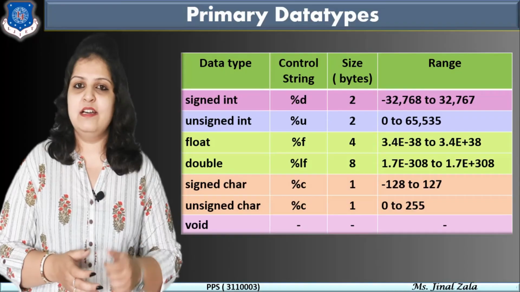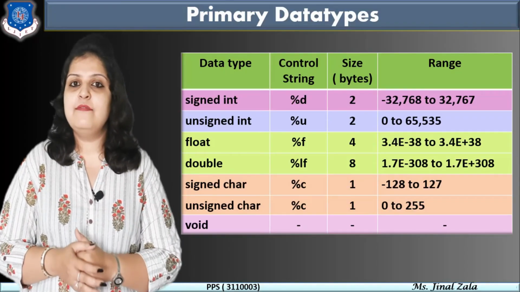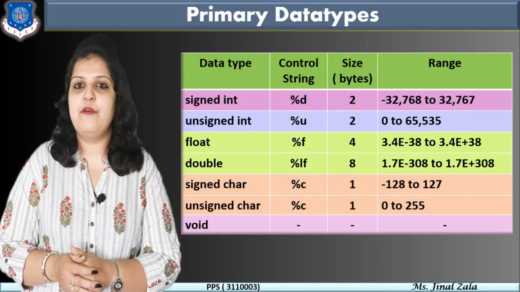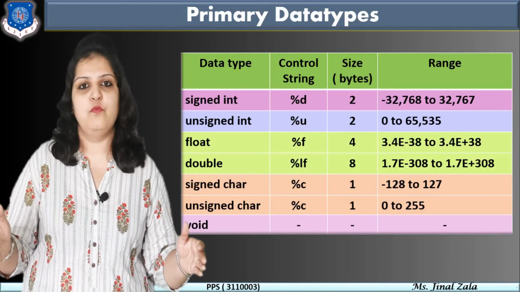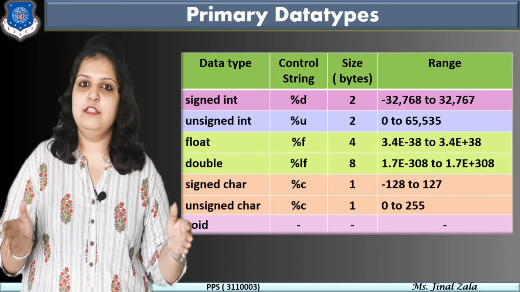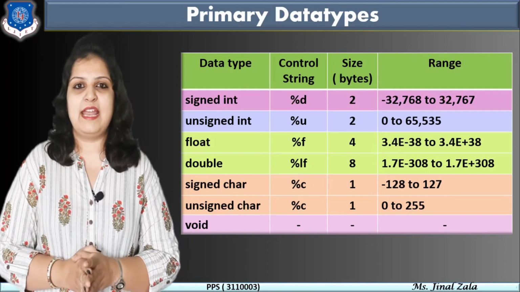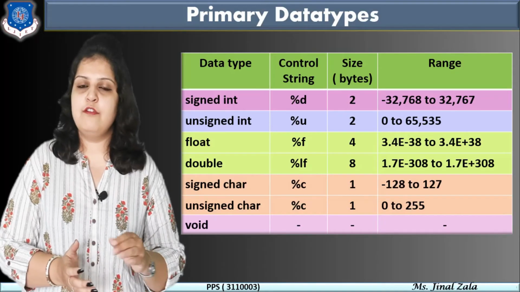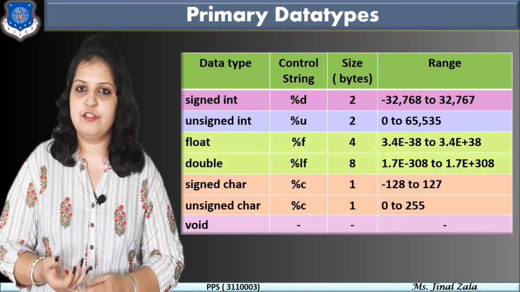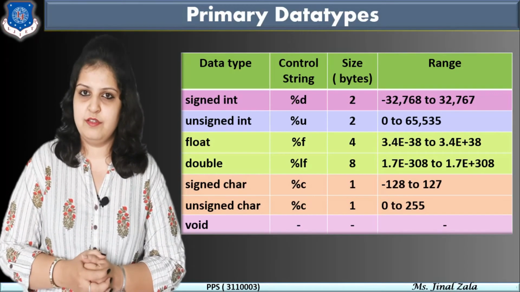Suppose you enter capital A, so the ASCII value of capital A is 65. So 65 is in the range of minus 128 to 127. In this way, we have to remember the range of characters. And for void, you don't have to remember anything like control string, size or range.